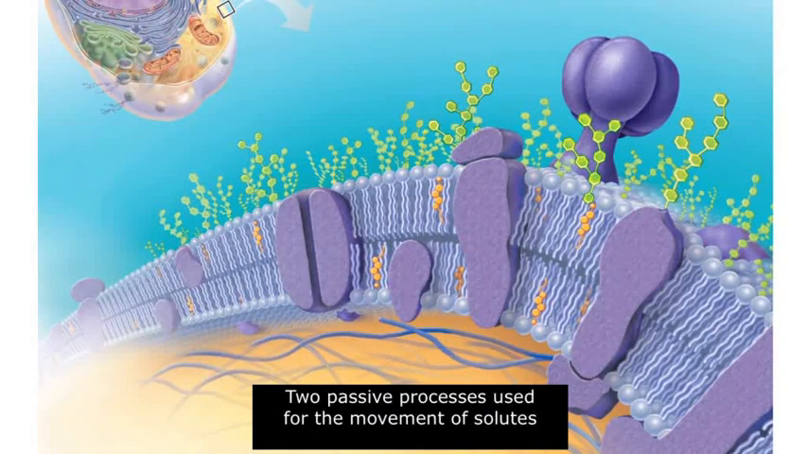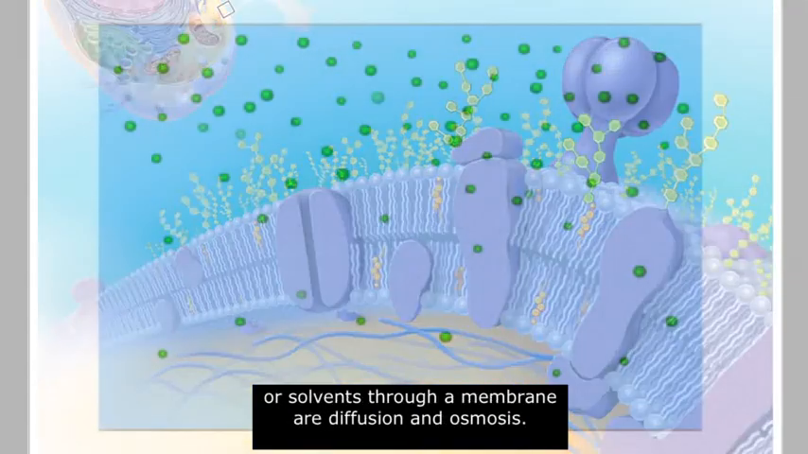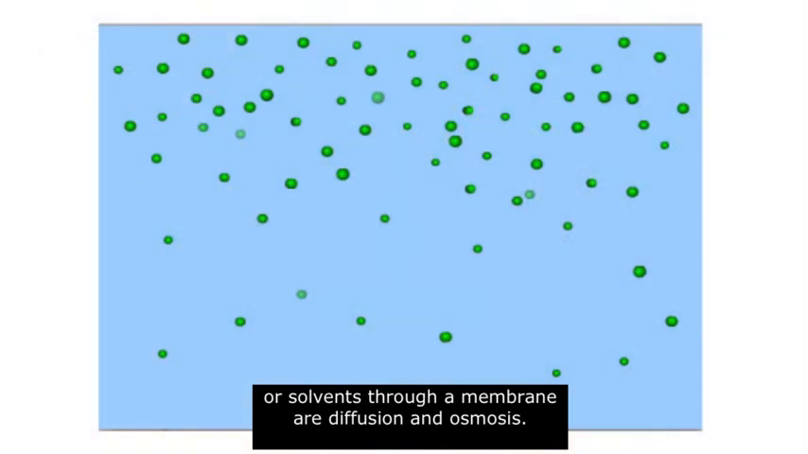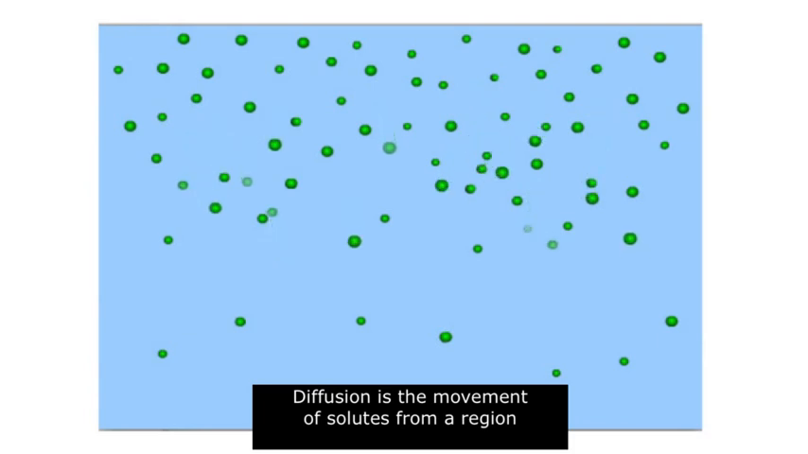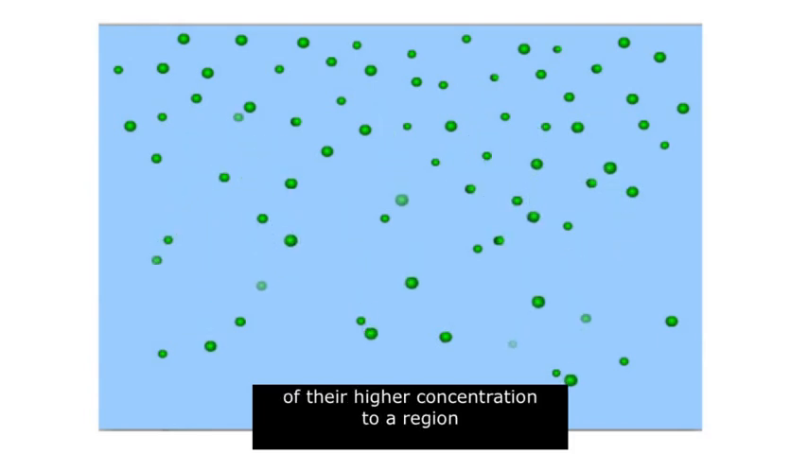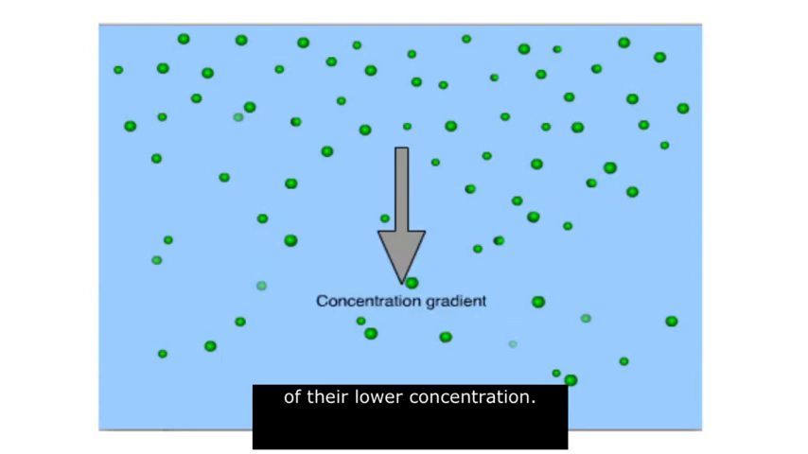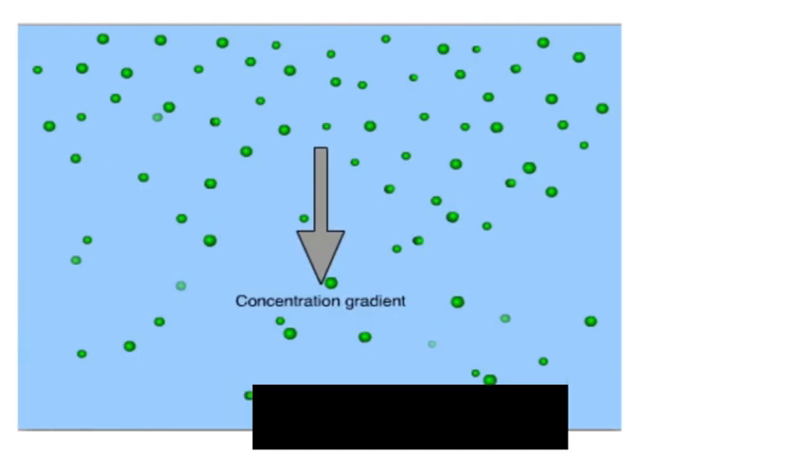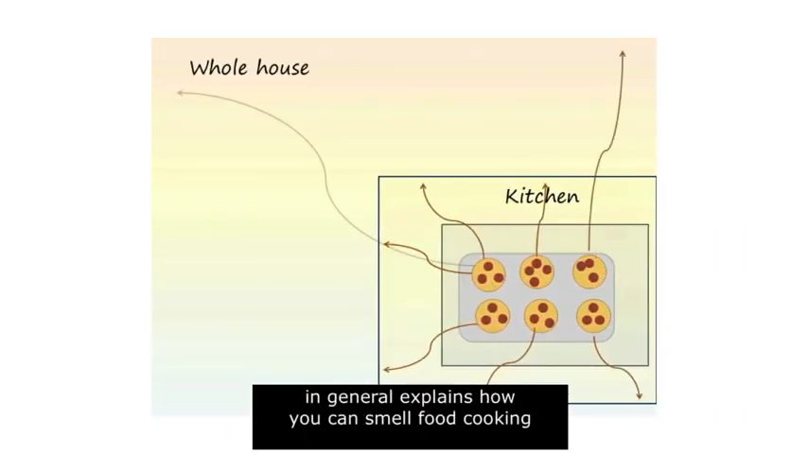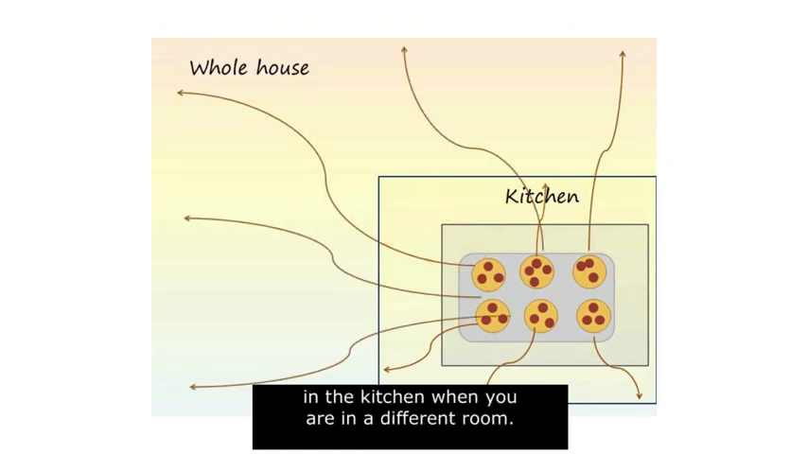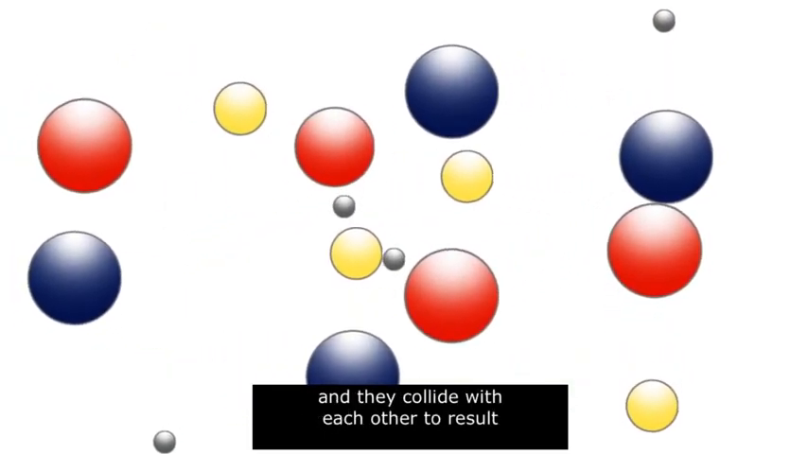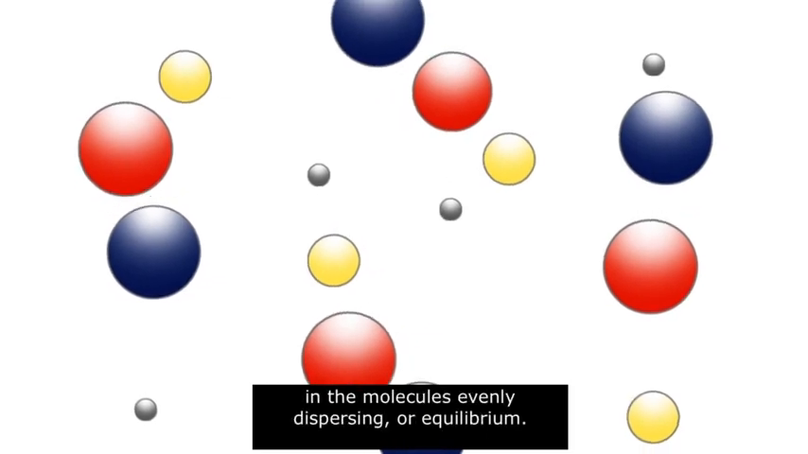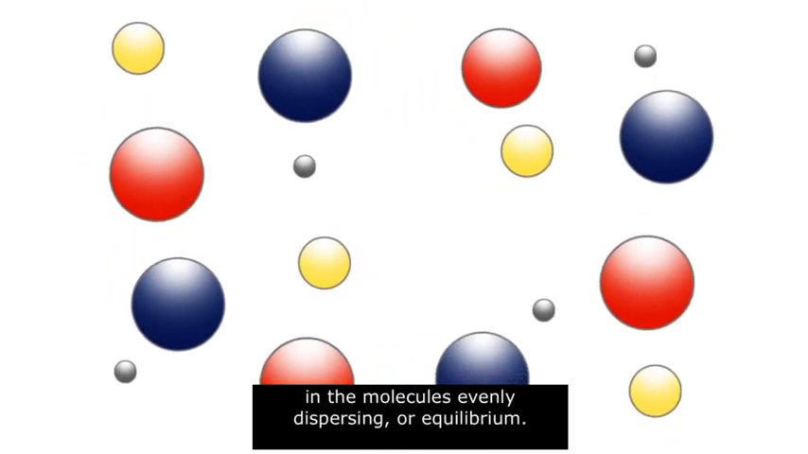Two passive processes used for the movement of solutes or solvents through a membrane are diffusion and osmosis. Diffusion is the movement of solutes from a region of their higher concentration to a region of their lower concentration. The diffusion of molecules in general explains how you can smell food cooking in the kitchen when you're in a different room. The odorant molecules from the food are in motion, and they collide with each other to result in the molecules evenly dispersing, or equilibrium.